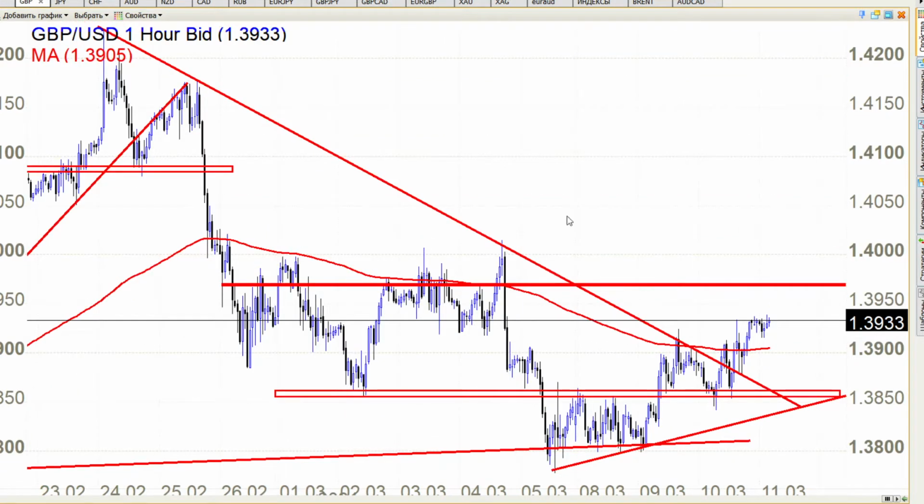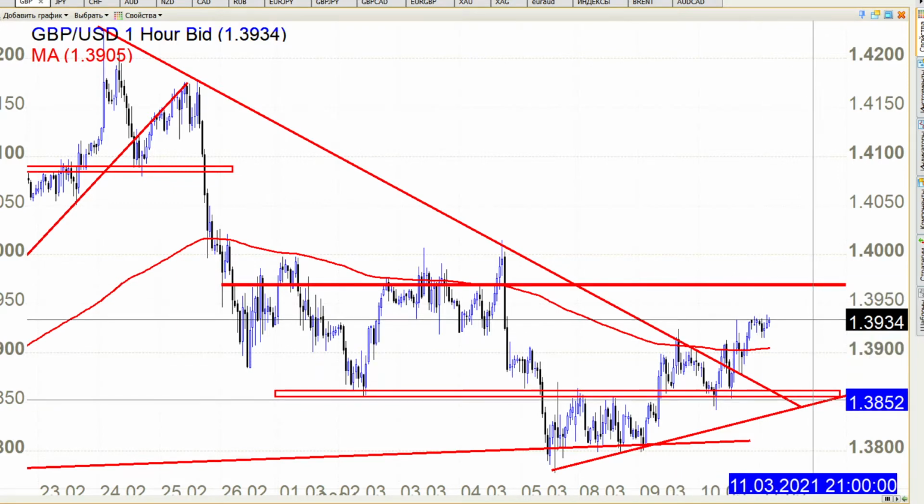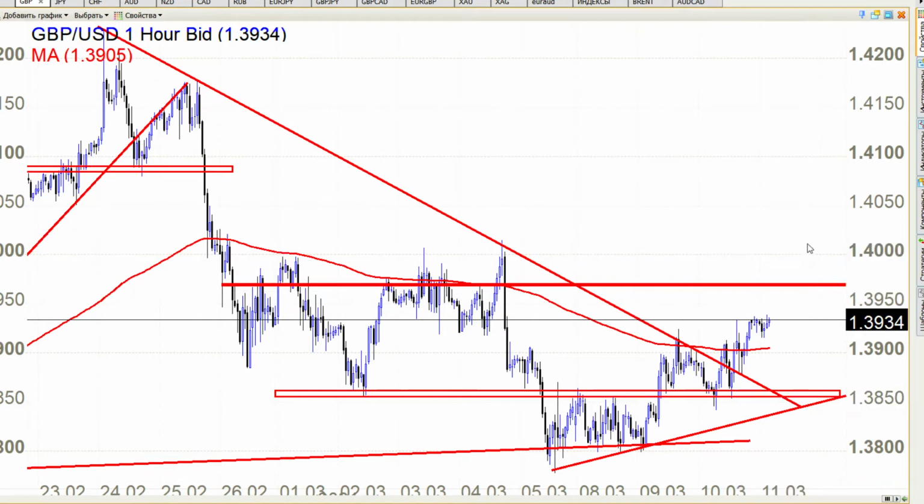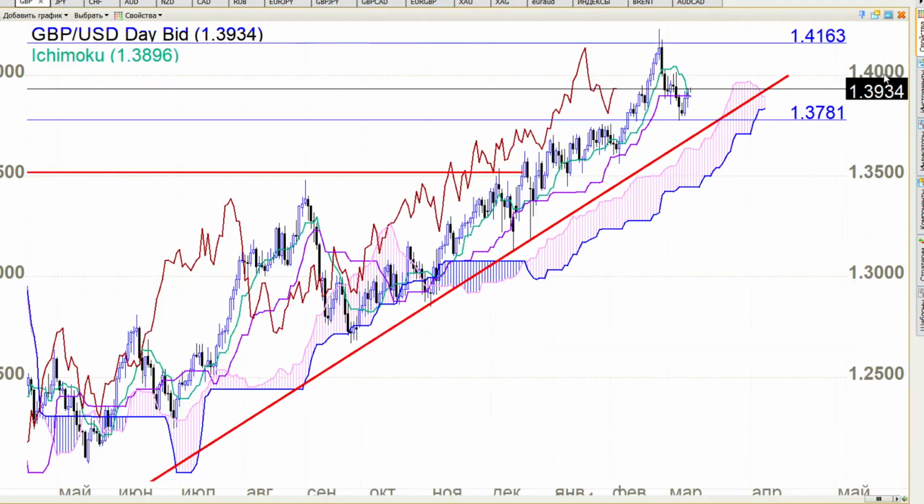For Great Britain pound, the maximum price that I see now is 139.70 and the local minimum is 138.50. This is for Thursday and Friday. So there are two levels. The general idea that we discussed in the previous video is still OK.